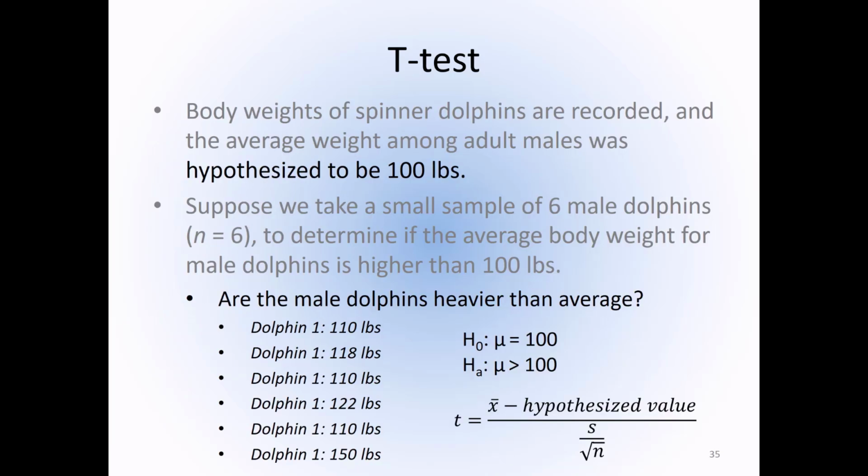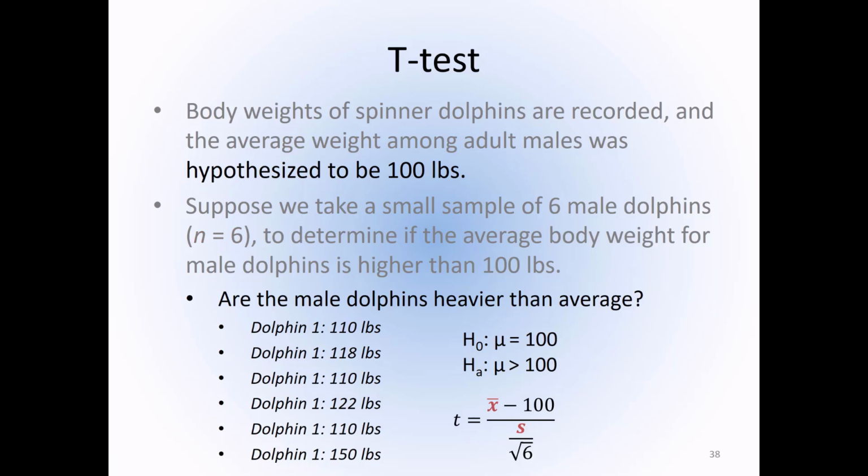So let's go back to our example here. We've got our 6 dolphins. We can use our formula to calculate our test statistic of t, and we can use the information in the problem in which to calculate this value. So we can find our hypothesized value, and this is going to be 100 kilograms. This is based on our problem. We can find our sample size here of 6.